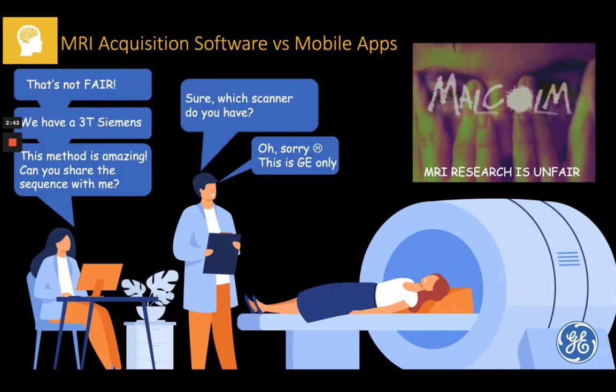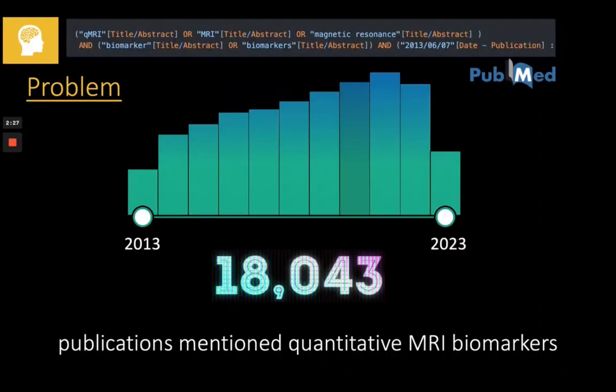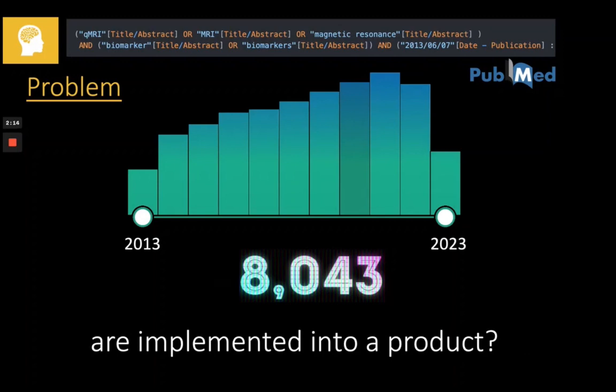The thing is, inaccessibility is not the only adverse outcome. Proprietary acquisitions lock up MRI innovations in their birthplace. Just as an example, let's look at how many quantitative MRI biomarkers are imprisoned in vendor black boxes. With this PubMed search string, we hit 18,000 articles that mention quantitative MRI biomarkers in the last decade. How many of these methods do you think are widely adopted? 8,000, 43, or 3? Unfortunately, the reality is only a handful of methods, and it rarely has to do with what these methods offer.